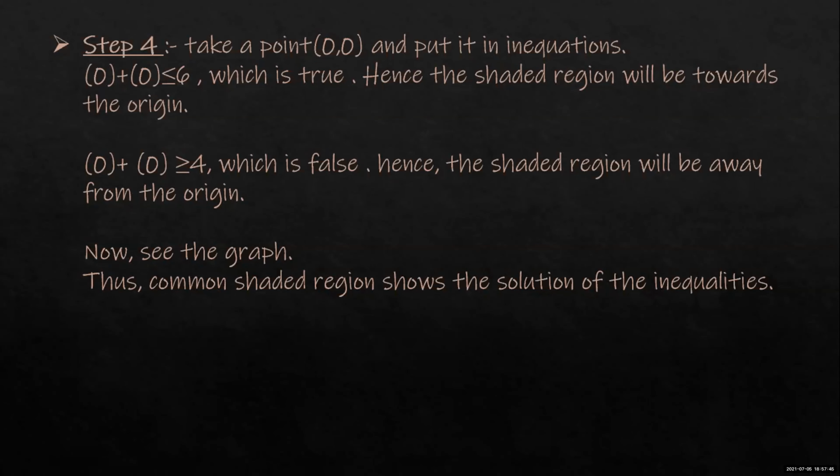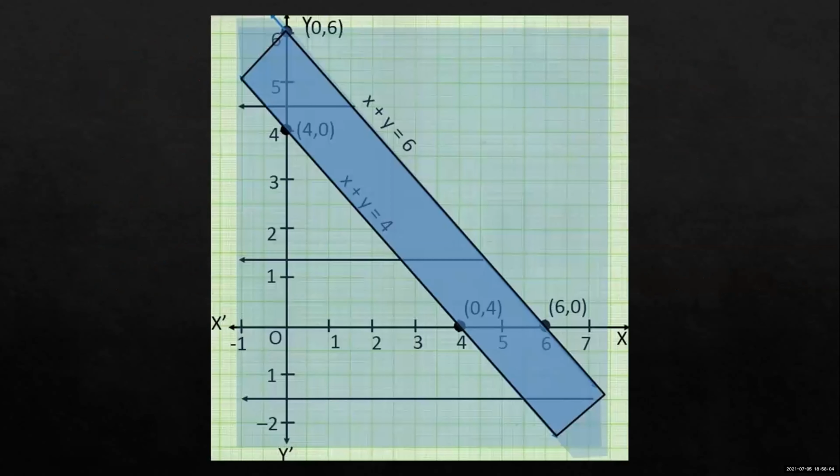And for the next inequality, x plus y is greater than or equal to 4, that is 0 plus 0 is greater than or equal to 4, which is false, so we shade it outwards, thus forming the required answer. The shaded region is the solution for the inequality. Thank you.